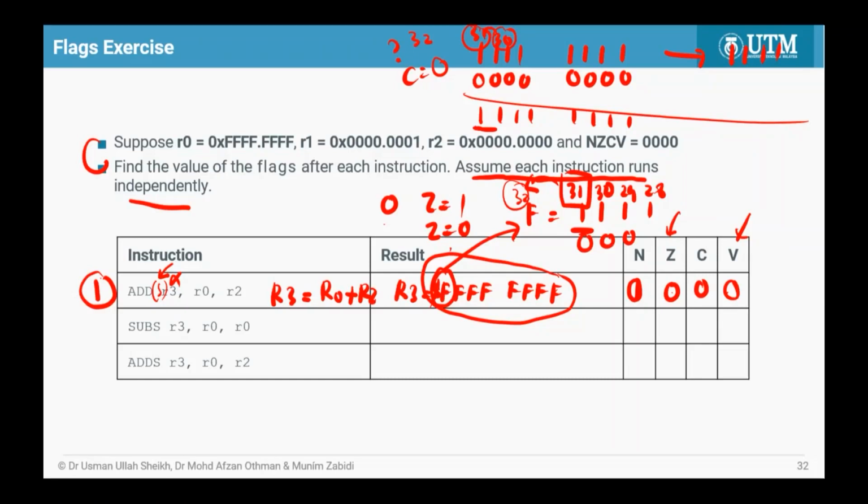What about the one down here? ADDS R3 R0 R2, which is similar to this one, but the difference is this one has the S suffix symbol. After you execute this line, the result is still the same. We should get this value.